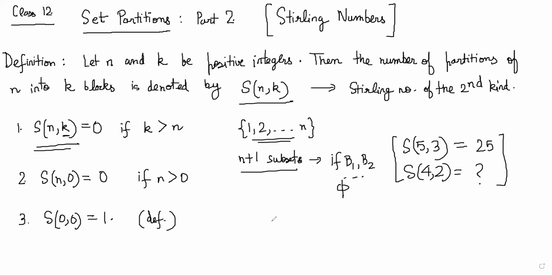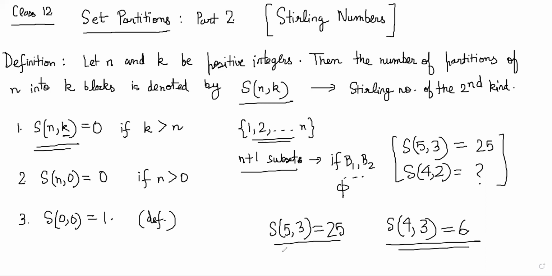So in the previous video, we saw S(5, 3) was 25 and S(4, 3) came out to be 6. We saw that 5 children were partitioned into 3 different identical rooms, and we did that problem and it came out to be 25. Similarly, S(4, 3) came out to be 6. So now we will generalize these principles.